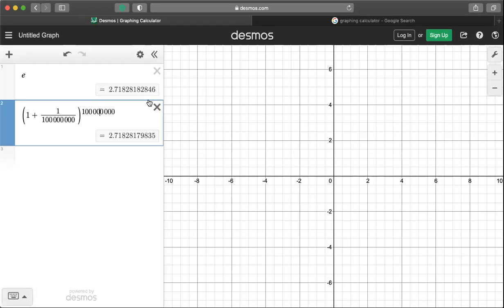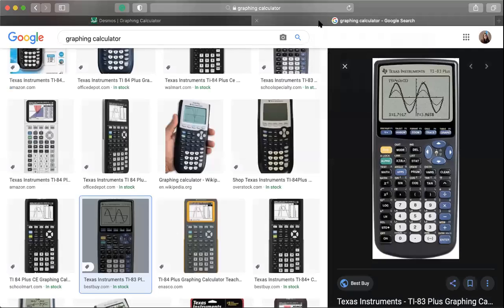You can see we're getting closer and closer to the number. So this is the number e. Also, if you look at your graphing calculator, right here, you can find the number e. You see it's right here where the M is.